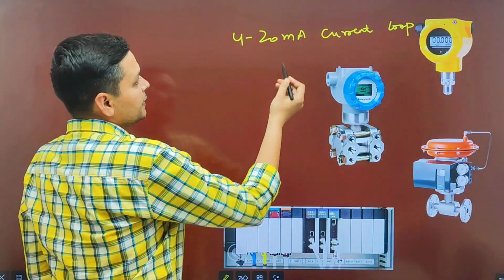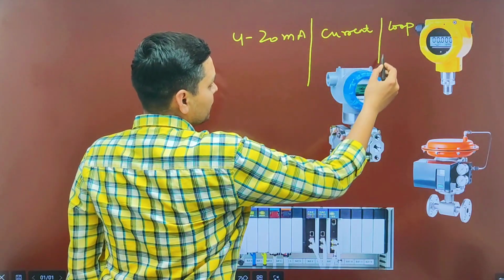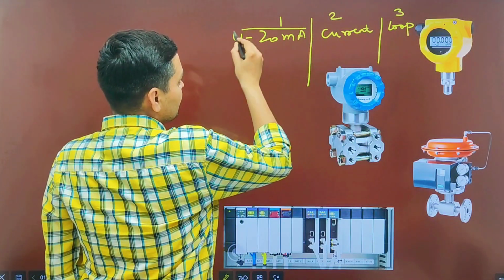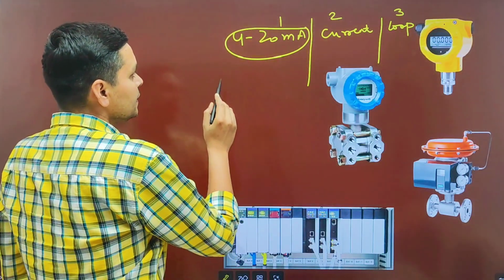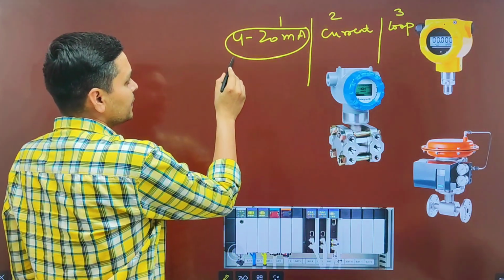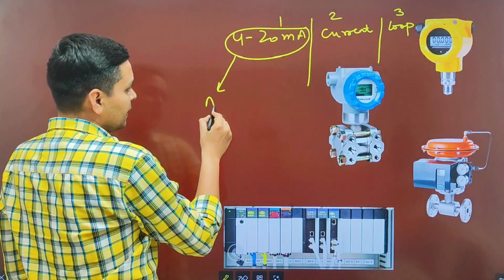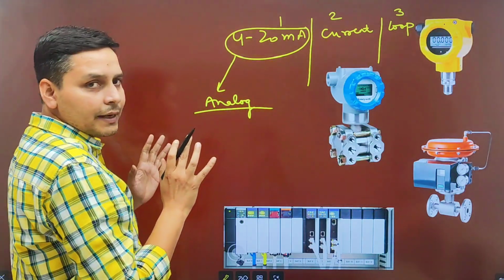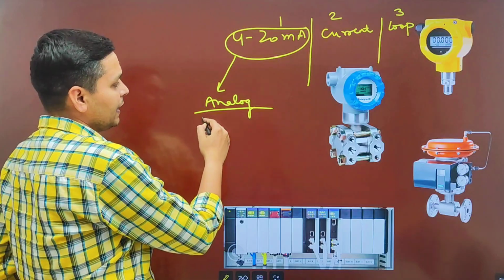So we will divide it into three parts, 1, 2 and 3. First one is 4 to 20 milliampere. So if we talk about 4 to 20 milliampere, that means it is an analog signal. So friends, it is a method of transmitting the analog signal.